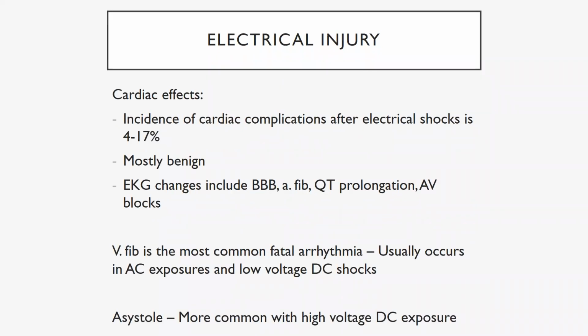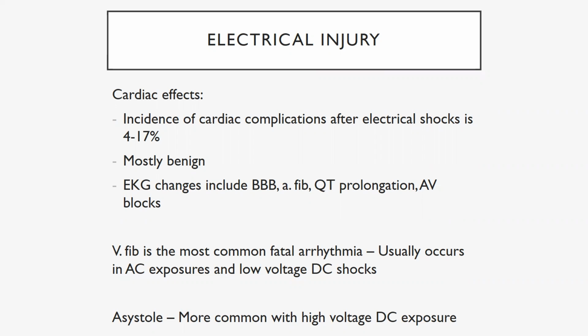So some of the implications from electrical injuries having various effects on the body. One is the cardiac. When it comes to cardiac effects, the incidence, based on the literature, is anywhere between 4 to 17%. A lot of times these arrhythmias are usually benign. Practically you can see anything on the EKG. You can have ST changes, QT prolongation, AV blocks, new bundle branch blocks. Practically you can see any change on EKG secondary to this electrical stimulus.